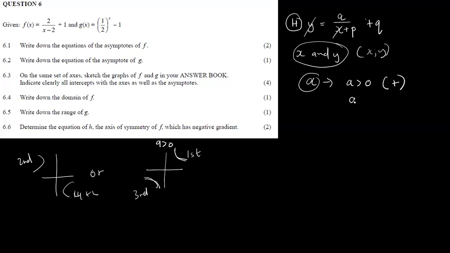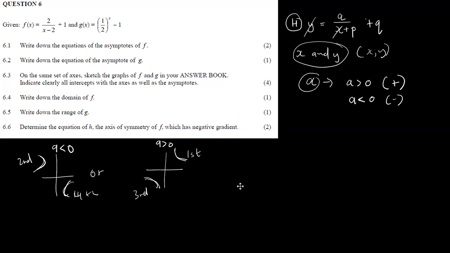But when the value of A is less than 0, meaning it is negative, where are we going to draw our hyperbolic function? We're going to draw it in the second quadrant and the fourth quadrant, whereby the value of A is less than 0. It does not matter whether the value of A is 2, 3, 4, or 0.5.